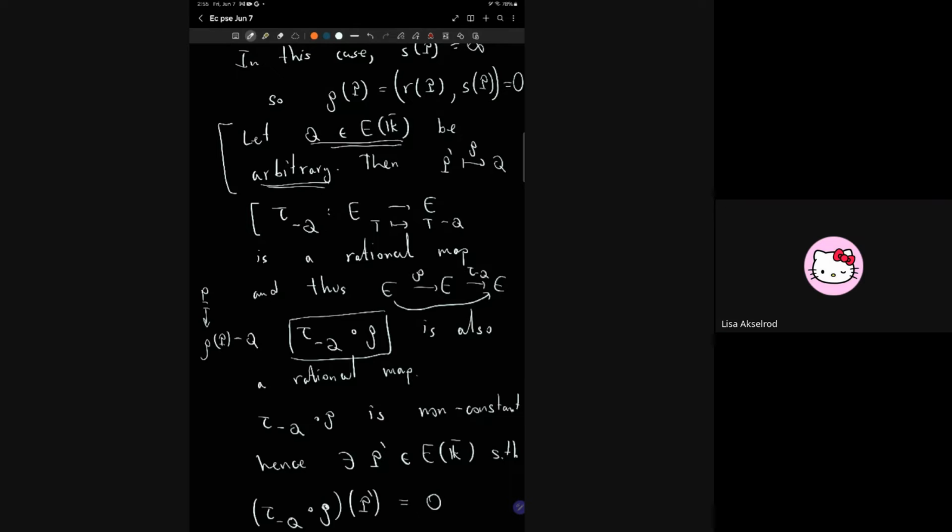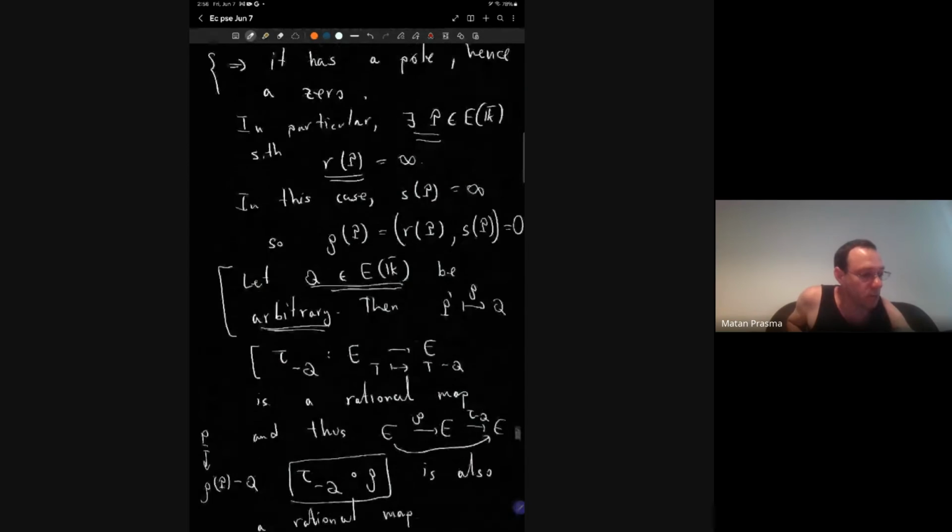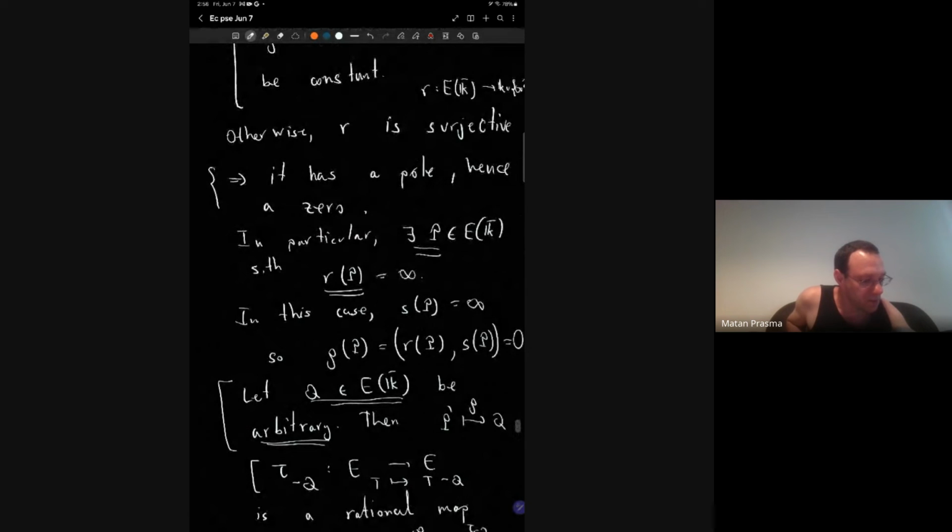And if it is not constant, it must have a zero, so there is a point. Yes, this is what we proved. We proved it for rho, but this is true for any non-constant rational function: it has to have a point that maps to O.